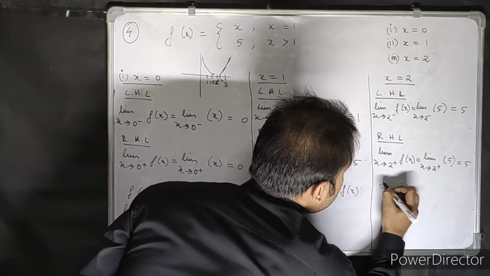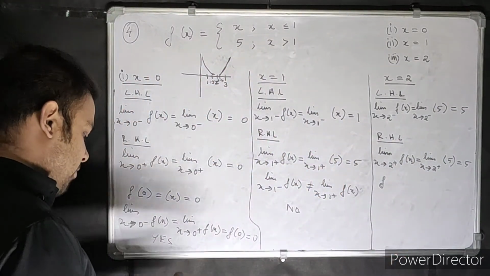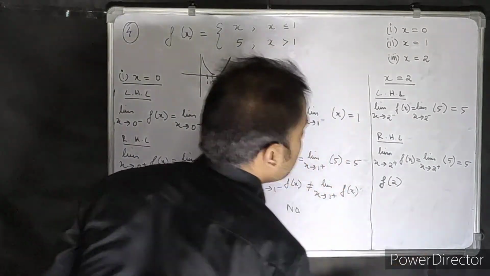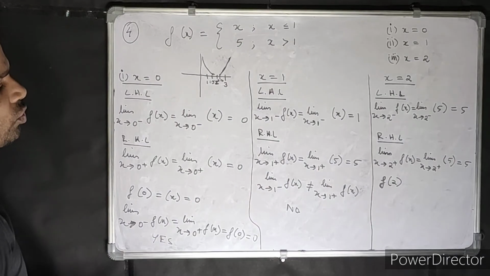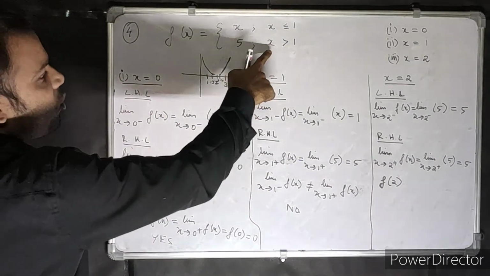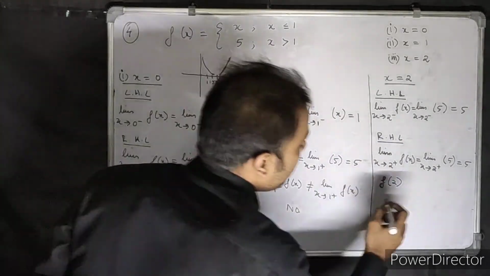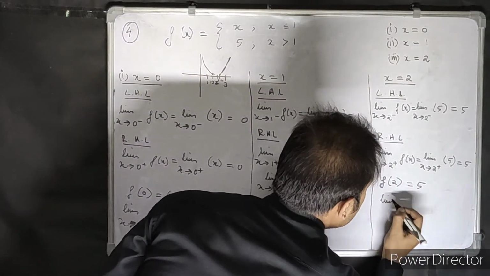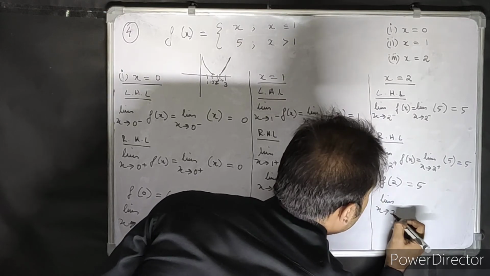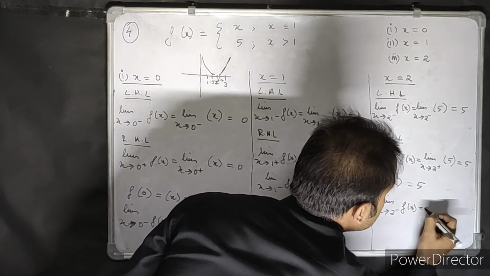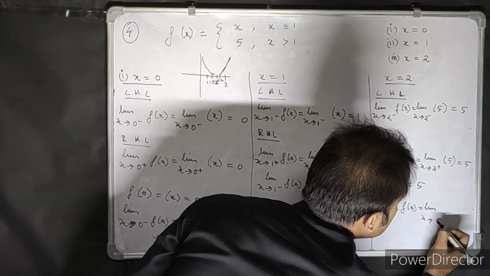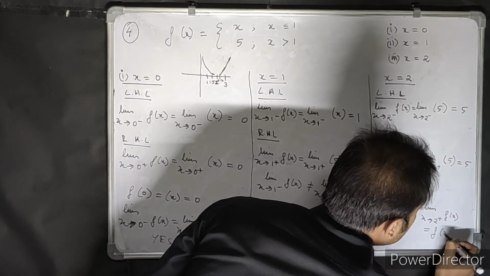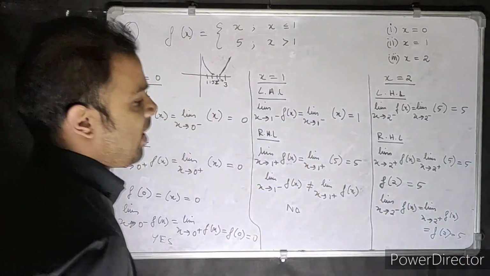Then next is f of 2. When you put 2 in the function, what are you going to use? Which value, this or this? Of course, 2 is greater than 1, so it's going to be 5. So again you got a 5. So what did you get? Limit of x tends to 2 negative, f of x is equal to limit of x tends to 2 positive, f of x is equal to f of 2, which is equal to 5.